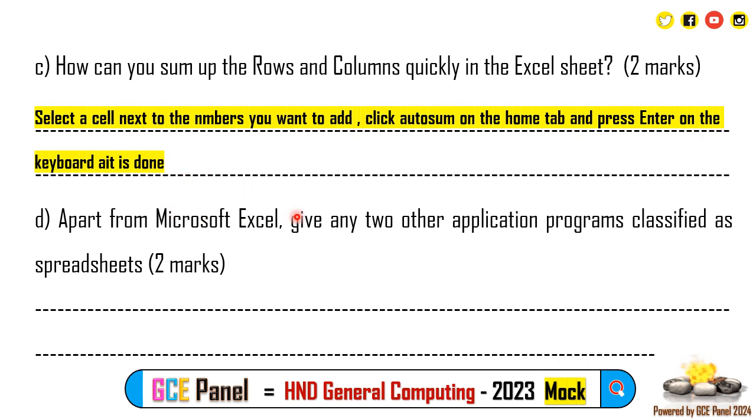D. Apart from Microsoft Excel, give any 2 other application programs classified as spreadsheets. So other examples include Lotus 123, OpenOffice Calc, and Google Sheets. For OpenOffice Calc, most of the times you just see OpenOffice Calc. And Google Sheets, Google Spreadsheets.